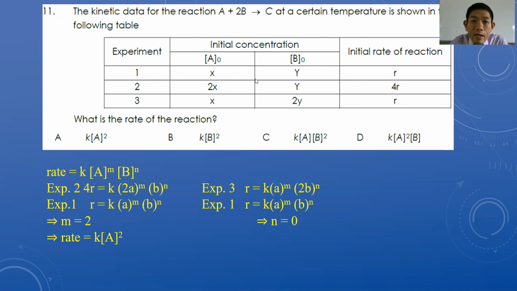So from here you can see that changing the concentration of A by 2 times increases the rate by 4 times. Changing the concentration of B by 2 times will not influence the rate of reaction. If you want to solve systematically, we usually advise students to write rate equals k[A]^m[B]^n. Compare experiment 2 to experiment 1. Therefore, the order of the reaction with respect to A is second order, whereas with respect to B it is zero order. So the rate equation is written as rate equals k[A]². So the answer is A.